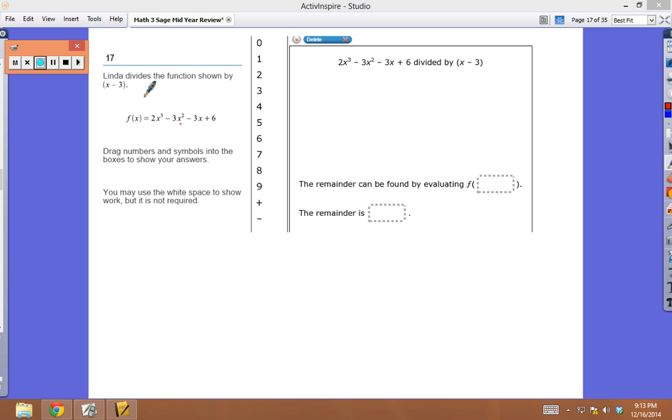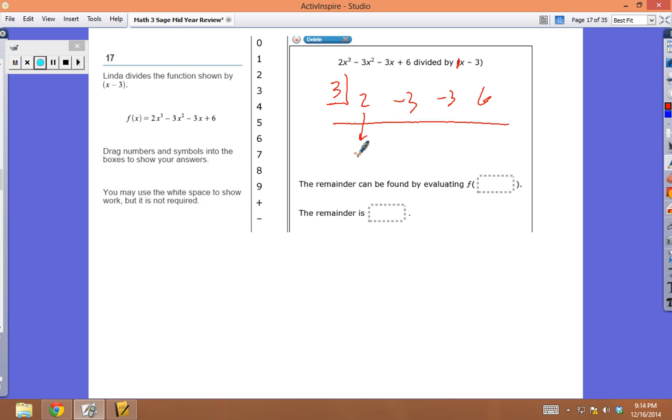Okay, divide this function by x minus 3. So if we divide by x minus 3, we can use synthetic division because it starts with a 1. So for synthetic division, we're going to put 3 in the box, and then we're going to go in descending order: 2, negative 3, negative 3, 6.